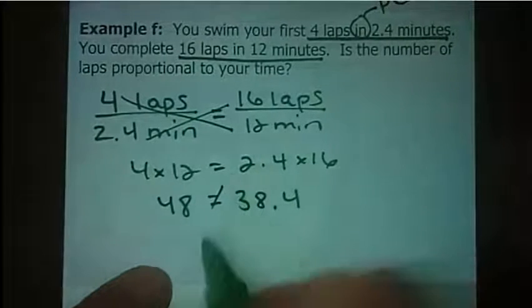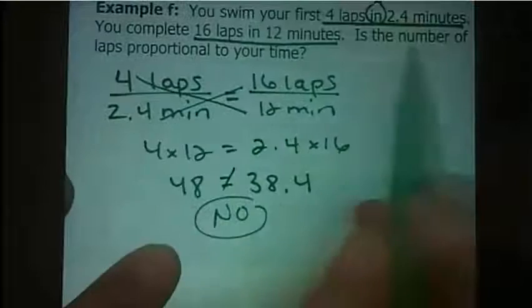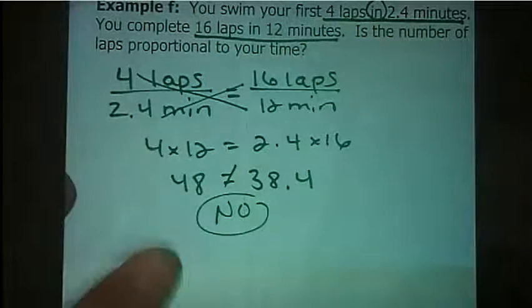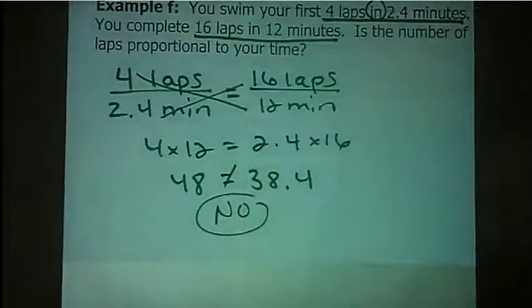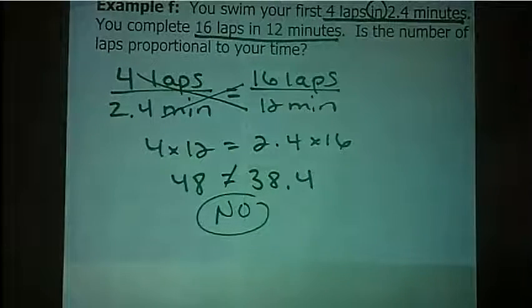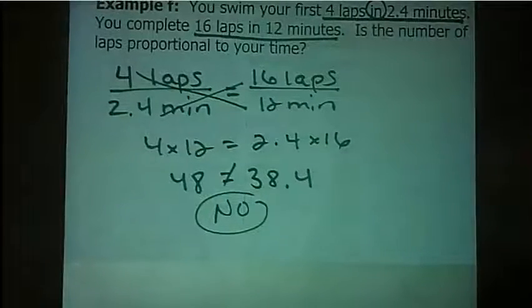Because they don't, that means no. The number of laps is not proportional to my time. That means I swam at 2 different rates, or you swam, it says, not me. My rates are always proportional when I swim. Anyway, moving along to the next math story.